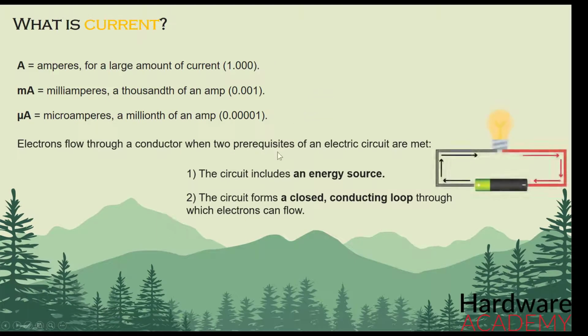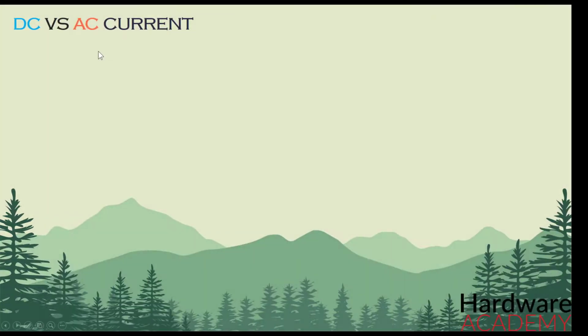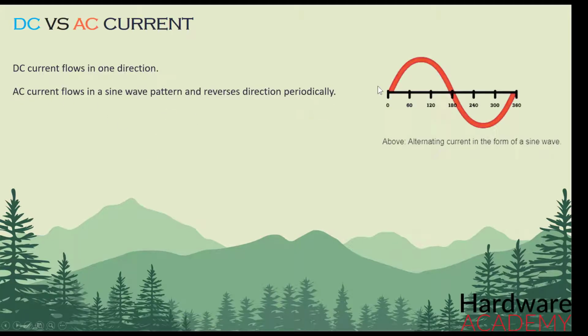In the previous course we mentioned that voltage can be either AC or DC. Current, just like voltage, can be either AC or DC. When we talk about DC current, we talk about a current that flows only in one direction, right? And when we talk about AC current, we mean a current that flows in a sine wave pattern as shown here, and it reverses direction at regular intervals.